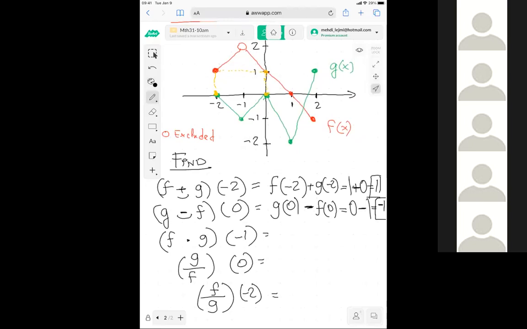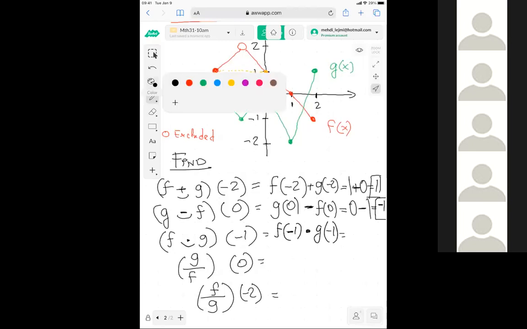Yes, Gary, absolutely, zero minus one, so the answer would be negative one. Now next, for the product, f times g of negative one. So it's f of my input x, which is negative one, times, because we have multiplication here, it's a product, g of my x, which is negative one, so g of negative one.